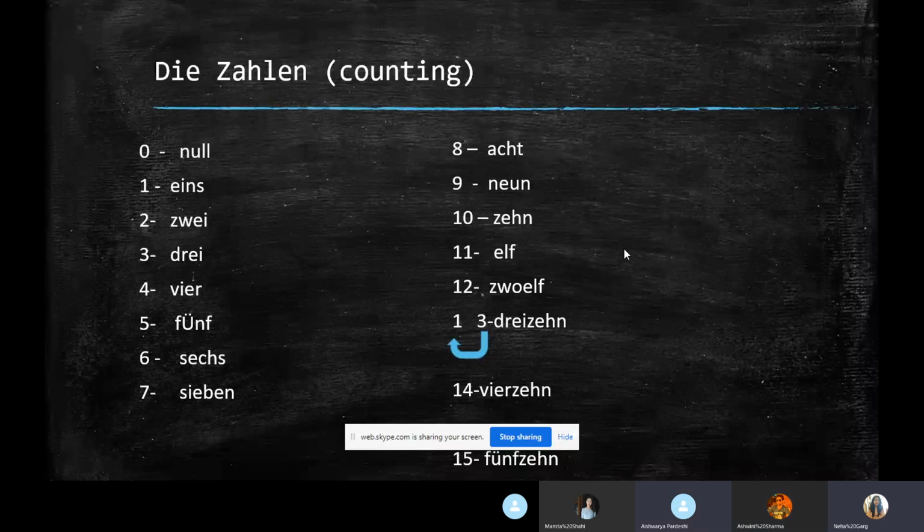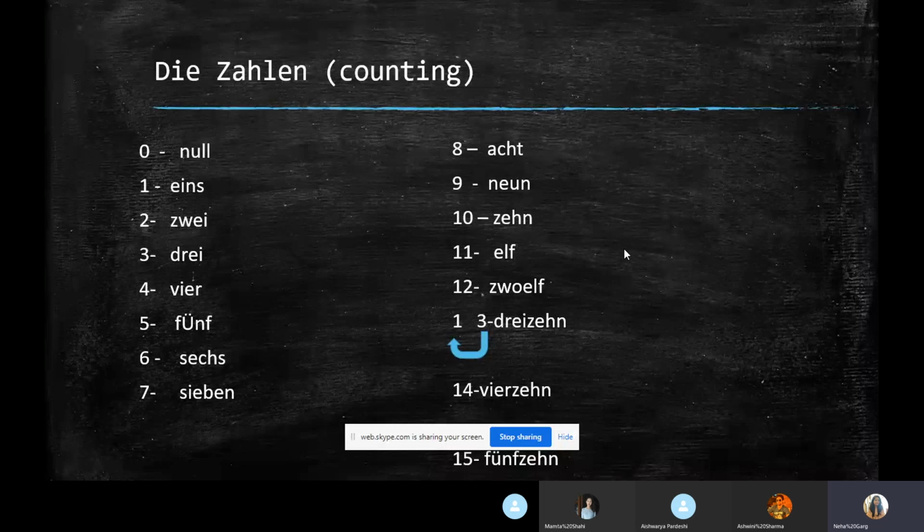12 is Zwölf. So when you're writing this Zwölf in your copy, use O with umlaut. Don't write OE, write O with umlauts. It's Zwölf. Z has an S sound, so we say "tsvölf". Right. So till 12, we have to learn everything.